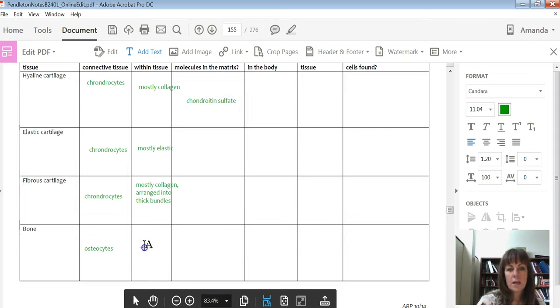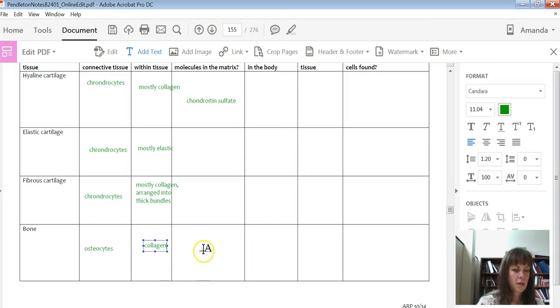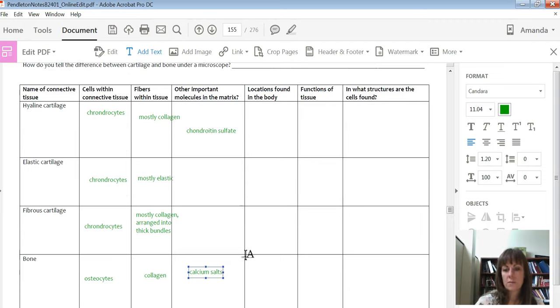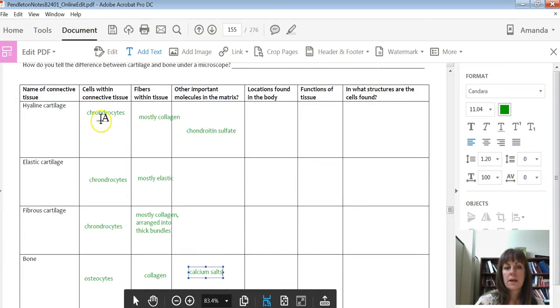In bone, the main fiber within the tissue is also going to be collagen, but in bone we're also going to have calcium salts, and these are going to give bone unique properties that we'll talk about more, I think mostly in chapter 6.